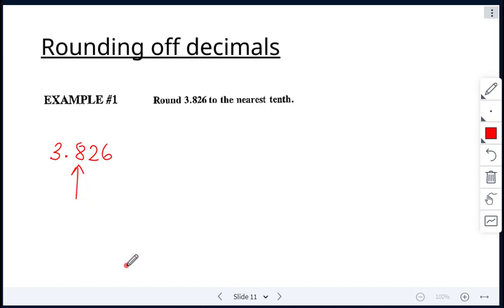All right, so you always look to your right. That's a 2. 2 is less than 5, so we don't change anything. When we round this, it just stays as 3.8. All right, that's in our tenths position. We're done. Okay, remember, if it's 5 or greater, then you would round up.